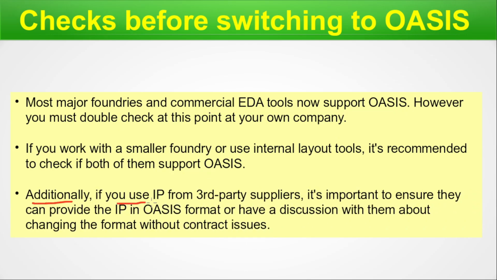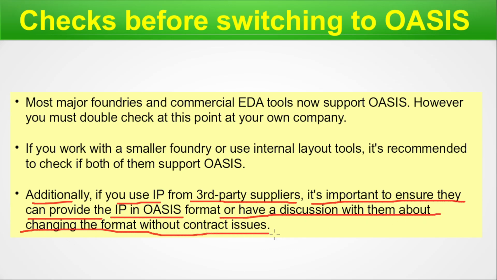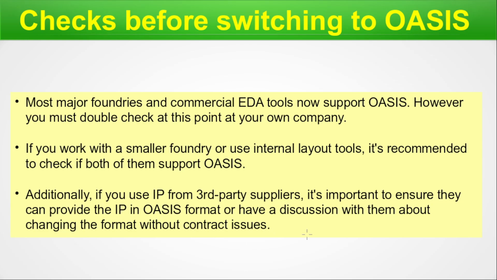Additionally, if you use the IP from a third-party supplier, it's important to ensure they can provide the IP in OASIS format or have a discussion with them about changing the format without contract issues. This third point is for the designers who are working in a design company and you are borrowing some of the IPs from external IP design companies. At the time when you are signing the contract, you must check whether they are supplying OASIS format that doesn't violate the contract that you are signing. So this must be very important.